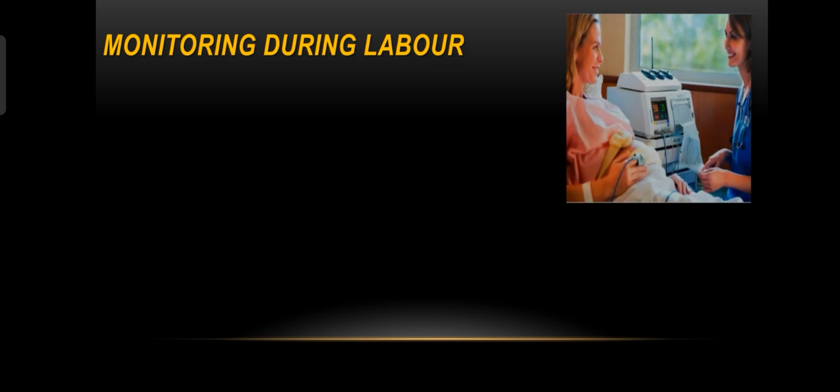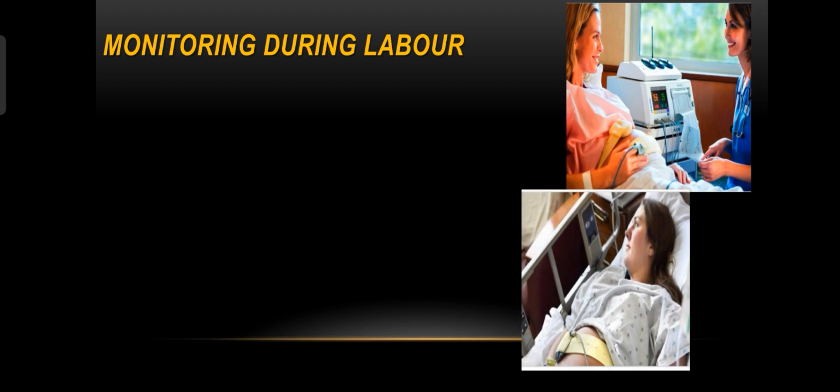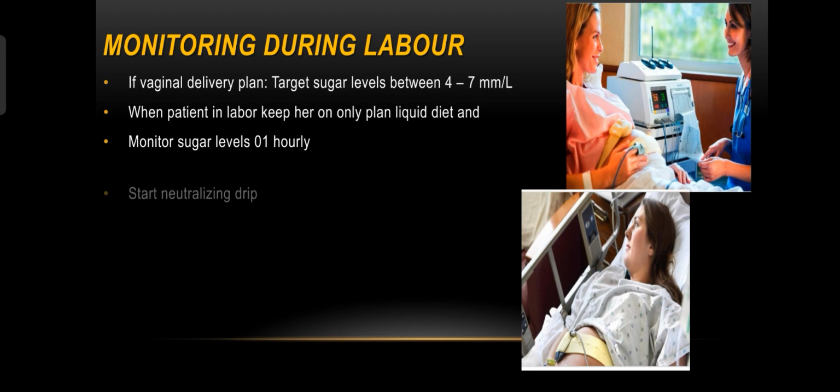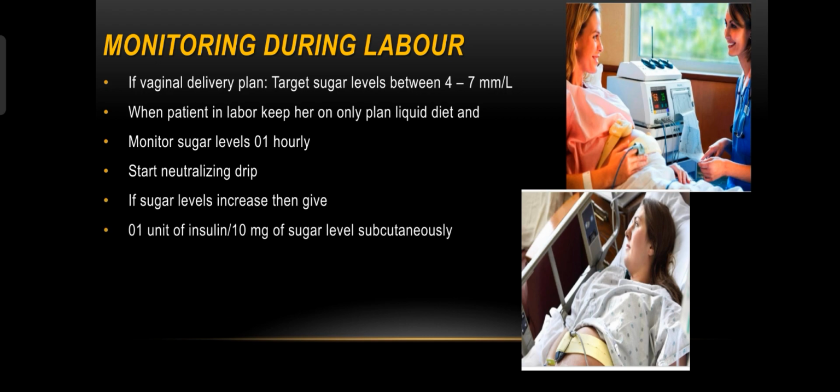Monitoring during labor. A vaginal delivery plan targets sugar levels between 4 to 7 millimole per liter. When the patient is in labor, keep her on only a plain liquid diet and monitor the sugar levels 1 hourly. Start a neutralizing drip. If the sugar levels increase, then give 1 unit of insulin per 10 mg of sugar level subcutaneously. During a seizure, we will monitor the sugar levels every half hourly, and the same neutralizing drip is started if the patient is NPO.